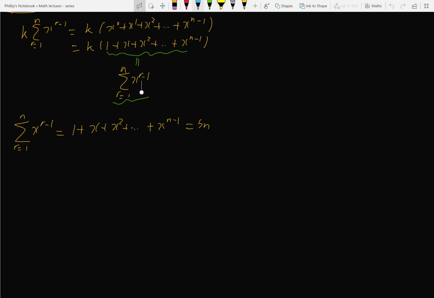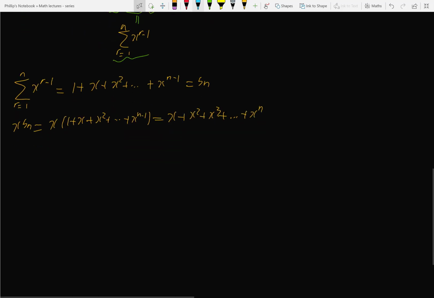And we want to do something to get rid of a lot of terms, but also get another form for S_n. The trick is to multiply it by x. So this is what the proof is: multiply the whole of S_n by x. Sorry, not just S_n, the whole S_n. Multiply the whole thing by x, and what you get is x times 1 plus x plus x squared, all the way to x to the n minus 1. What do you get? Well, you get x plus x squared plus x cubed, all the way to x to the n. So this is the nice little trick that we do.